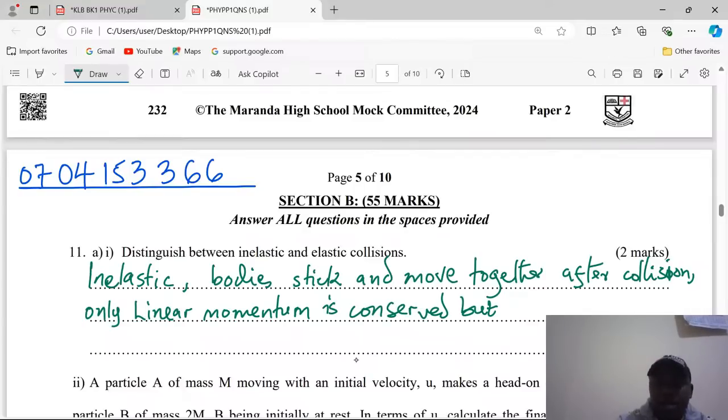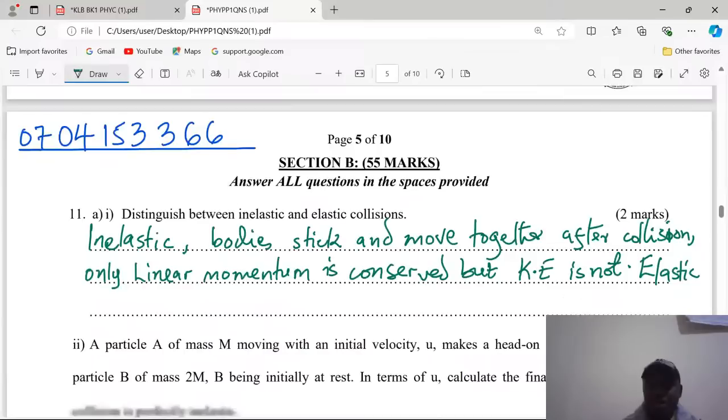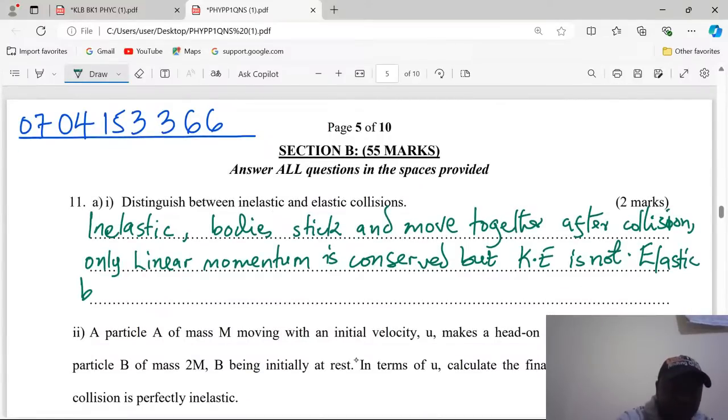But kinetic energy is not conserved during inelastic collisions. When we are talking about elastic collision, the bodies move separately after collision.